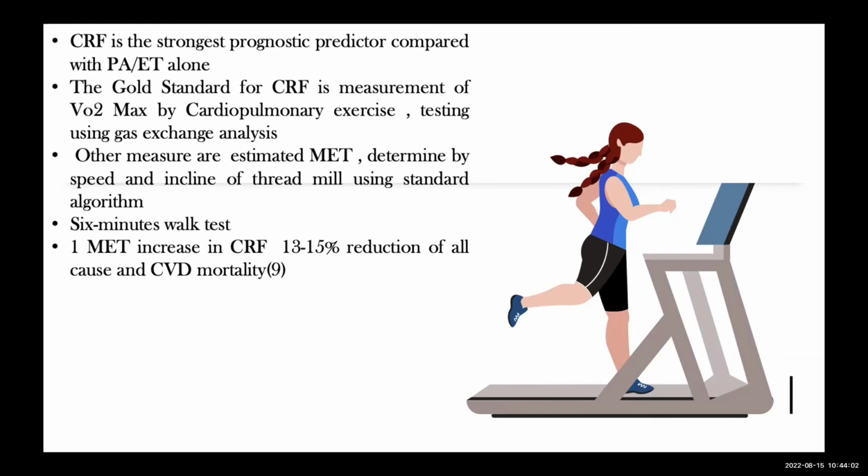The gold standard method for assessing cardiorespiratory fitness is the VO2 max, which we do through a cardiopulmonary exercise test using gas exchange analysis. We can also do it on a treadmill, and we have the 6-minute walk test, where a 1 minute increase in cardiorespiratory fitness leads to a 13 to 15% reduction in all-cause mortality and cardiovascular death.